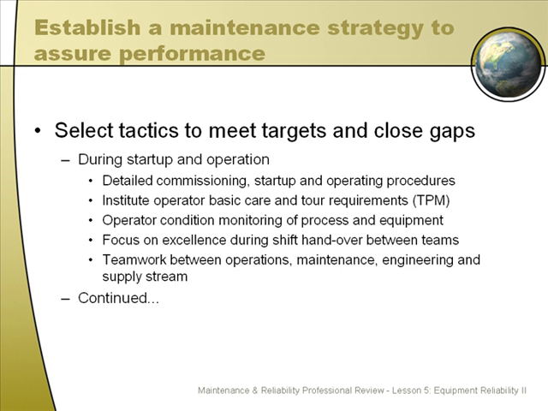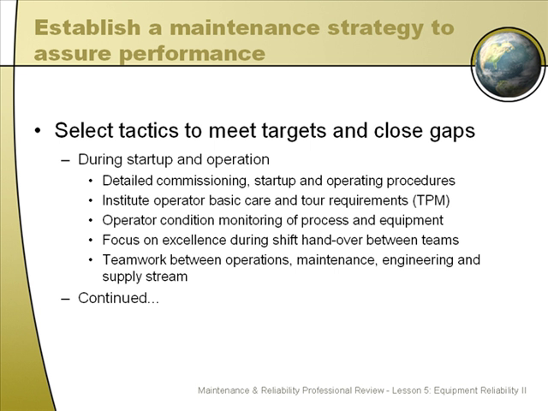The next step would be to do things for reliability that are needed during startup and operation. First off, there should be a detailed commissioning process, startup, and operating procedures, constructed completely to support the equipment. You should institute an operator basic care and tour requirements package. In other words, some basic preventive maintenance tasks that the operators can do themselves to keep the equipment reliable and operating at its top performance. Total Productive Maintenance covers this in great detail, and I encourage you to look there for more information.